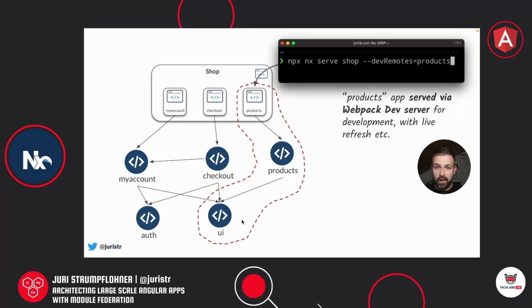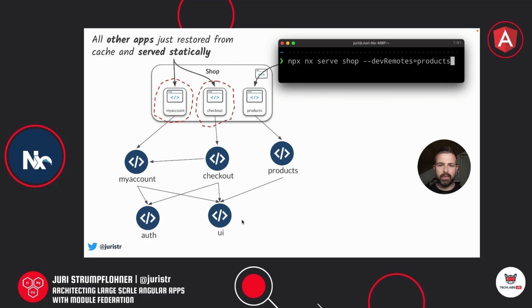Now, if you want to develop on an application, you could do something like passing --devRemotes and give 1 or 2 applications depending on where you're working on. And those then would be bootstrapped with Webpack. So you still get the live refresh and everything that you're accustomed to, but all the other applications would just be statically served again.